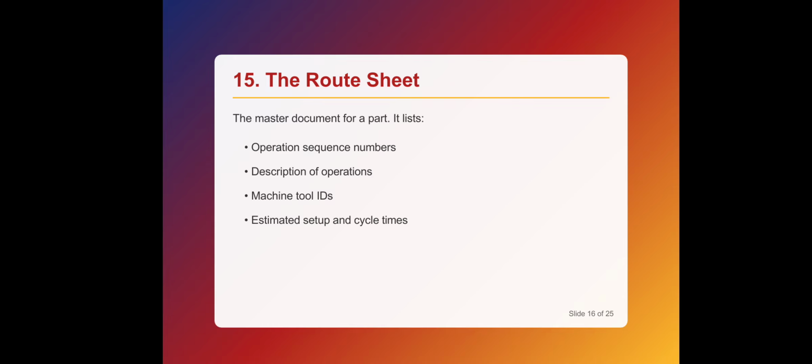The reasons for process documentation are very important. As we said earlier, process planning is essentially documented for the following three reasons. The master document for a part lists operation sequence numbers, description of operation, machine tool IDs, and estimated setup and cycle times. So there are three reasons why documentation is needed.